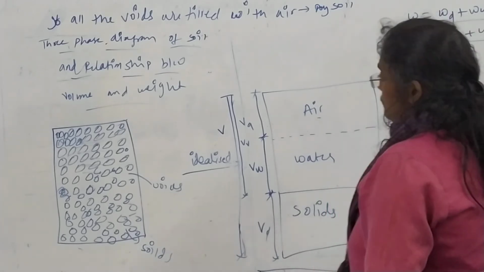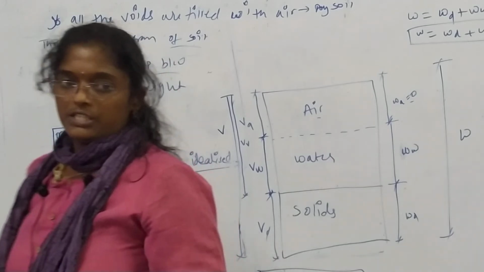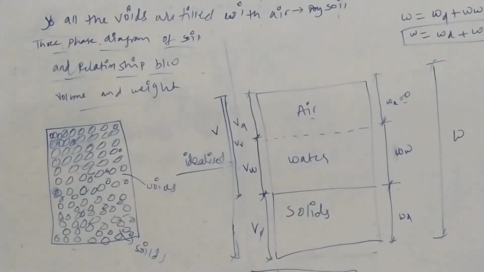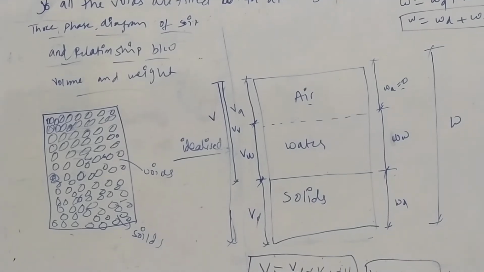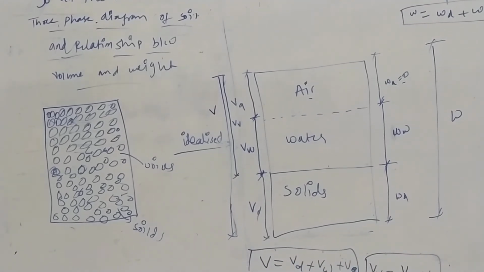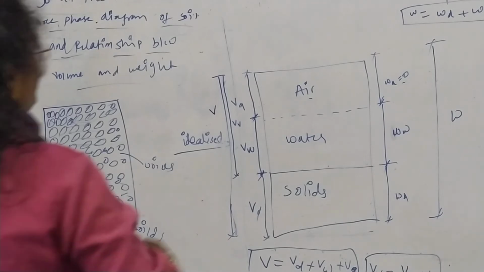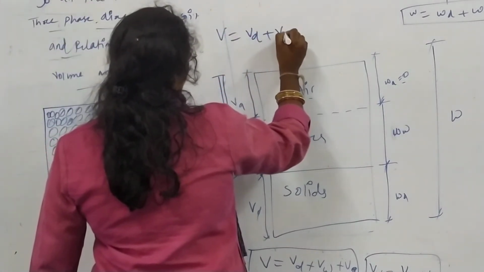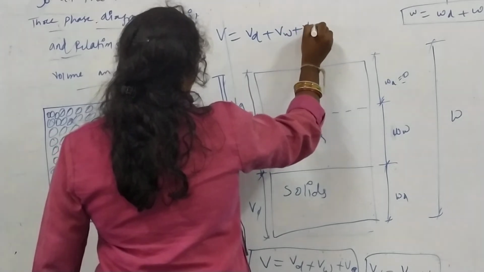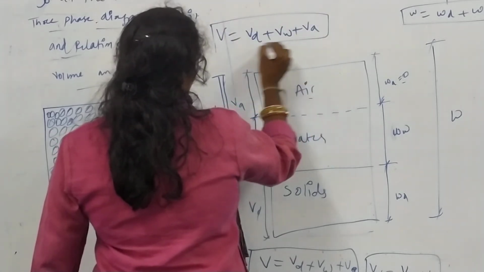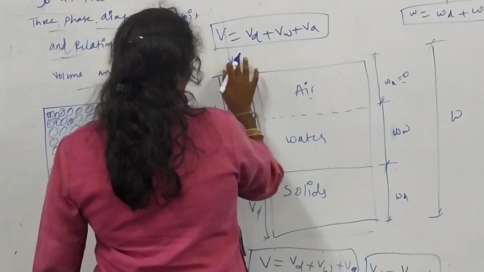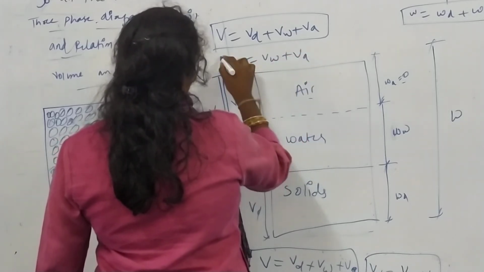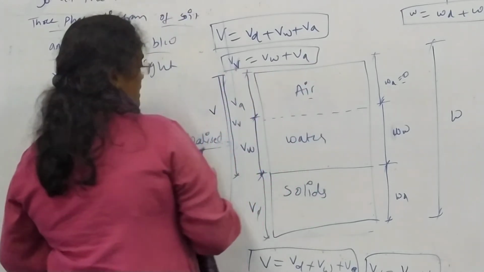Right? Next we will be having the basic definitions here. Please note down everyone what we have taken. V is equal to VD plus VW plus VA. So this will be the total volume. Here Vv is equal to VW plus VA, as I have said earlier.